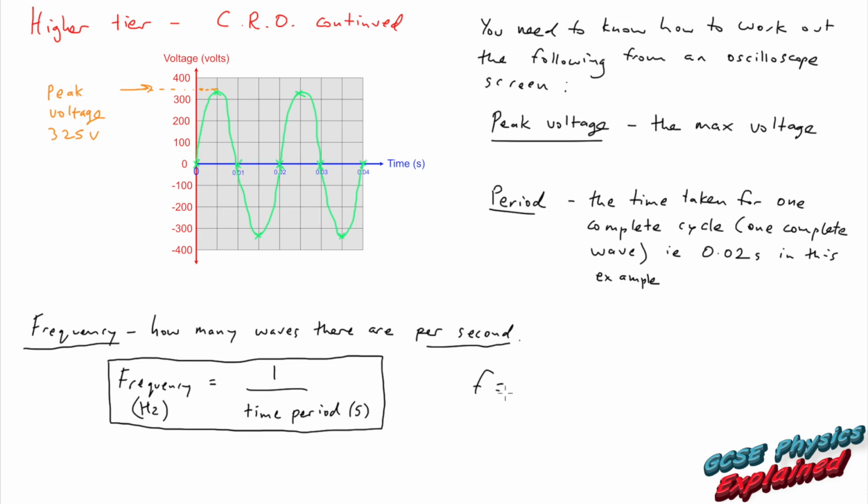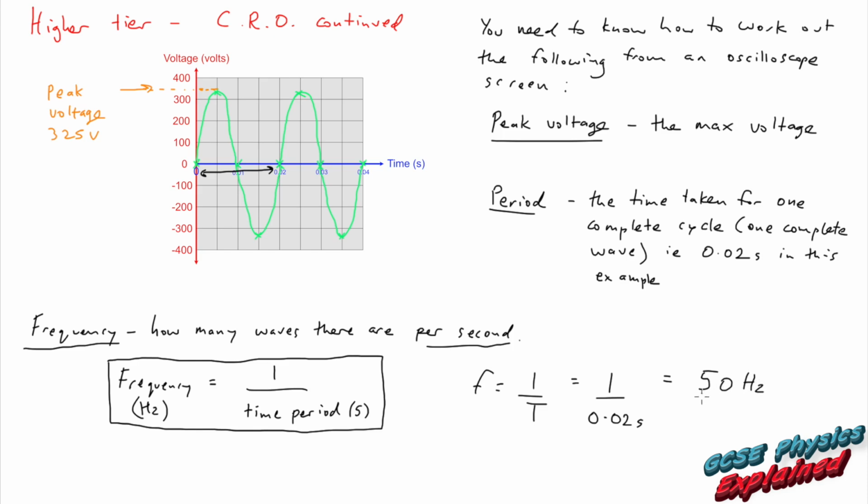So the frequency is 1 over the time period. And in that case, it'll be 1 over, look at this, the time period is 0.02. So from there to there took 0.02 seconds. And if you do 1 over that, it comes out as 50 hertz. Hey! So I told you, the frequency of the mains in England is 50 hertz.